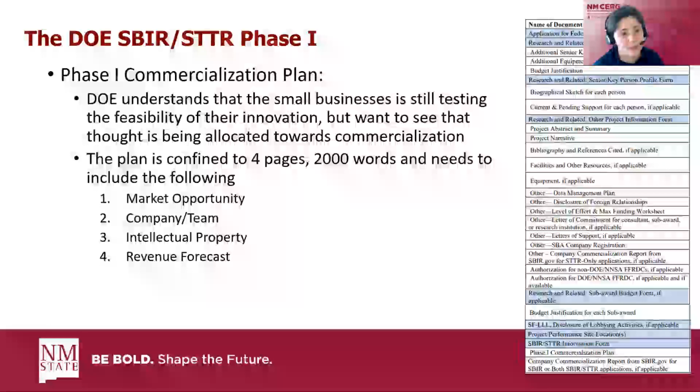So for phase one, the commercialization plan is confined to only 4 pages, about 2,000 words, and needs to just touch on or talk about the following 4 pieces of information. DOE knows that you will have an idea of what your market looks like and of where you'd want to go in the market, but they won't be grading you or rating you too harshly on this section, not for phase one. They just want to see that you're thinking about it and that it is commercially viable.